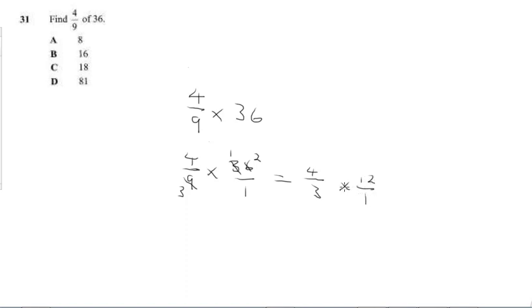Opposite numbers, do we have any factors? 3 and 12. Any number can go into 3 and 12 without leaving a remainder? 3 itself. So 3 into 3 is 1. 3 into 12 is 4. So we have 4 over 1 times 4 over 1. And 4 times 4 is 16 over 1, which is simply the same as 16. So the correct answer therefore is 16, which is B.